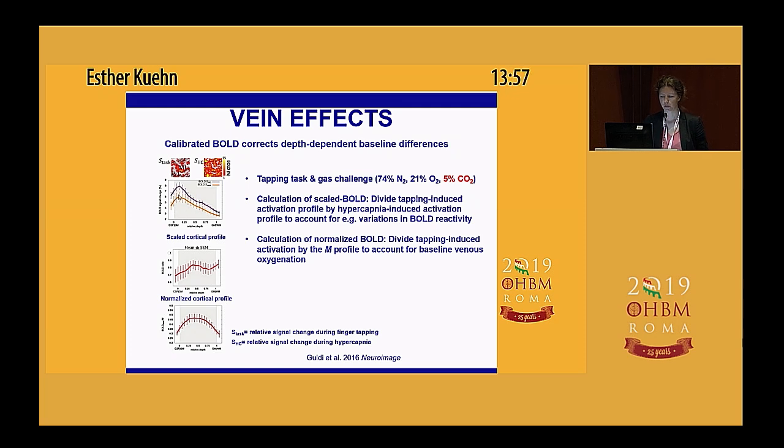And here, when you just look at the raw signal change that is driven by the task, you may think that your activation peak is in the superficial cortical layers. However, what you see here, just by looking at the data produced by the gas challenge during pure rest, is a very, very similar profile. And just by normalizing your functional data by those resting data, you see that your true activation peak is actually at the middle of the cortical depth. This is also similar when you use a normalized cortical profile. So these are technologies that you can use for correcting your data for those baseline venous compartments and then trying to find out what is really the effect of your experimental manipulation on your data.